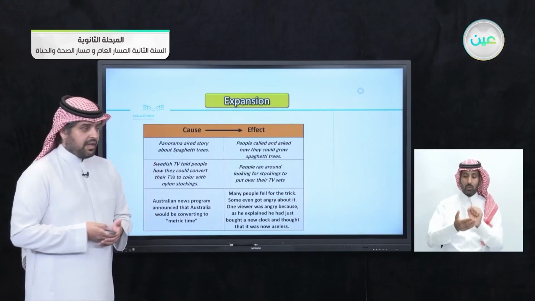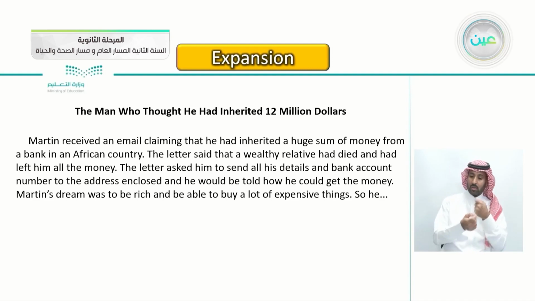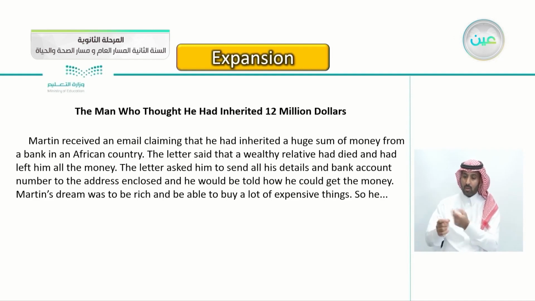For example, here, this is an article, for example, the man who thought he had inherited $12 million. Martin received an email claiming that he had inherited a huge sum of money from a bank in an African country. The letter said that a wealthy relative had died and had left him all the money. The letter asked him to send all his details and bank account number to the address enclosed, and he would be told how he could get the money.